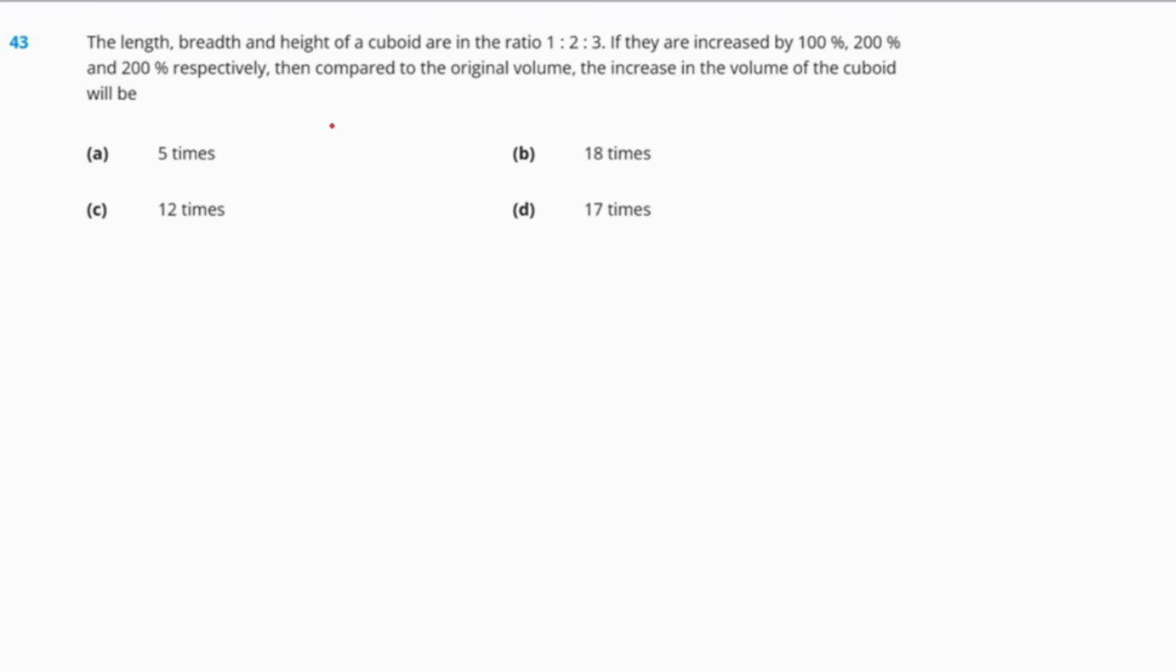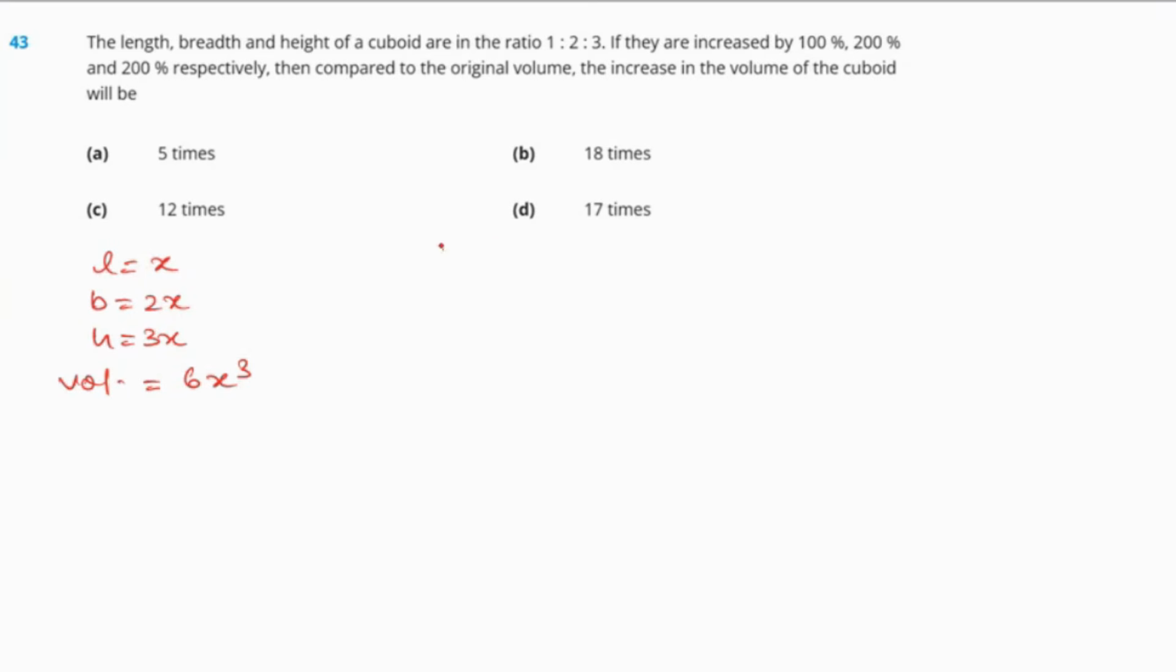Since they are already given in the ratio, we can figure out their volume. 1:2:3 is the ratio of their length. Okay, so if this is the ratio of their dimensions, L we can take as X, B we can take as 2X, and H we can take as 3X. So their volume needs to be 6X cube.